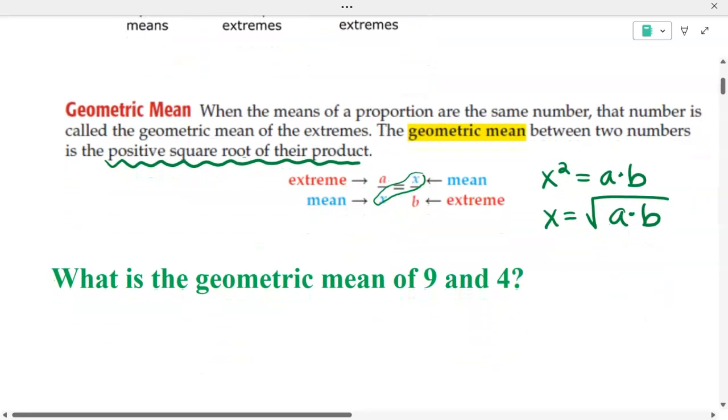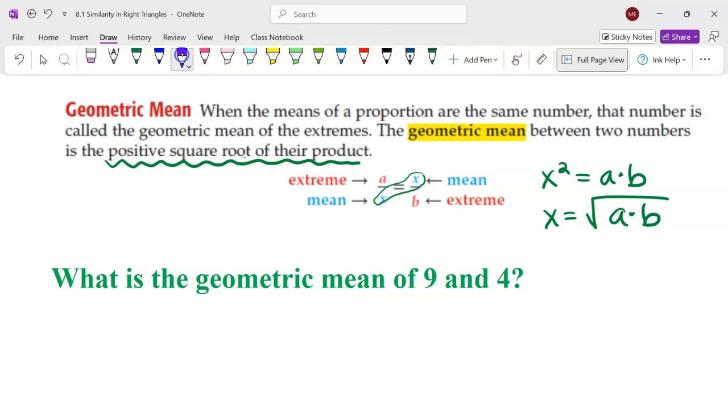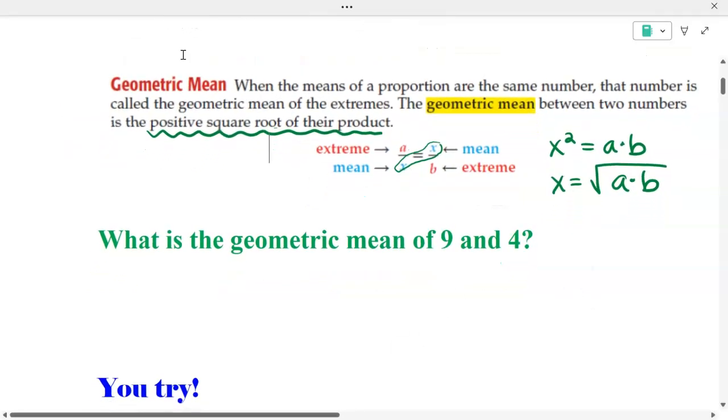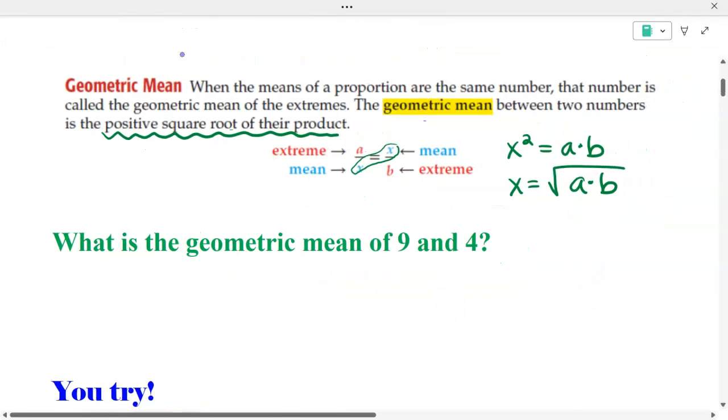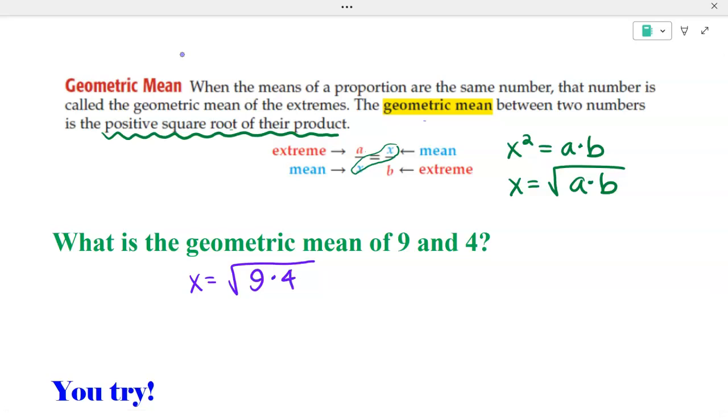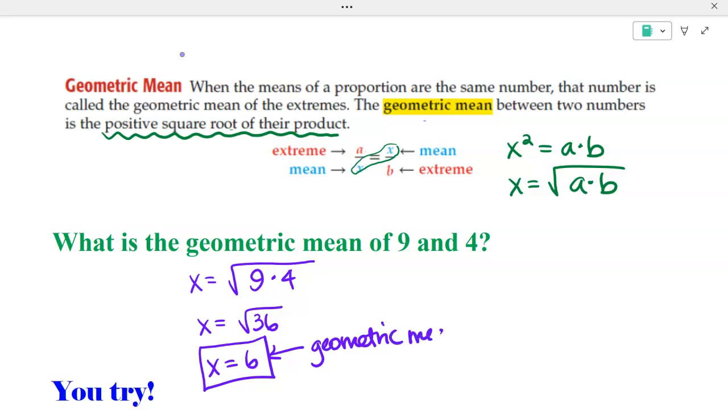So let's take a look. They ask us to find the geometric mean of 9 and 4. By definition, it's just going to be the positive square root of the product of the two numbers. So the positive square root of 9 times 4. We know that 9 times 4 is 36. So when we take the square root of 36, the geometric mean, or X, is just going to be 6. So that's going to be our geometric mean.